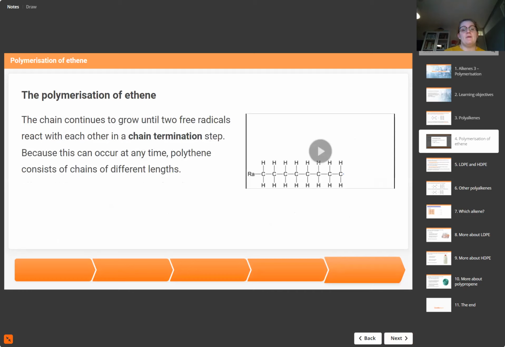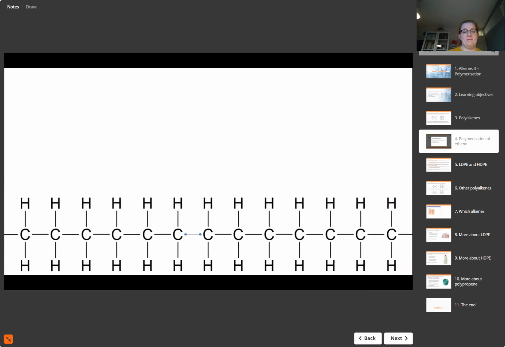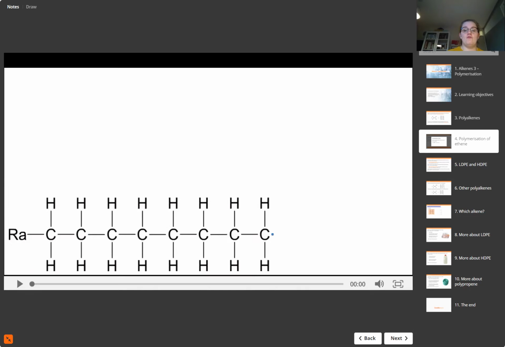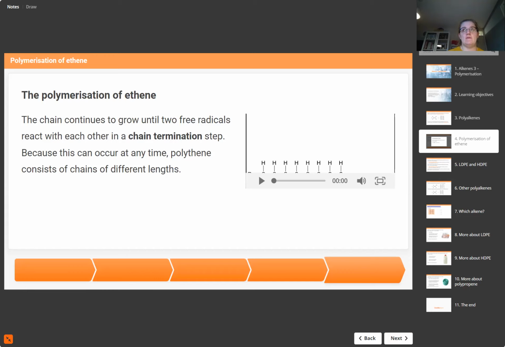Final stage is going to be our termination. And basically that polyethene chain will just continue to go until two free radicals react with each other. Because they can attract to each other, they react with each other. And we call this process the chain termination step, because this can occur at any time. Polyethene consists of different chain lengths. So when we make polyethene, we can have really tiny polyethene chains, really long polyethene chains. It's random when this can occur, so we can get lots of different lengths altogether.